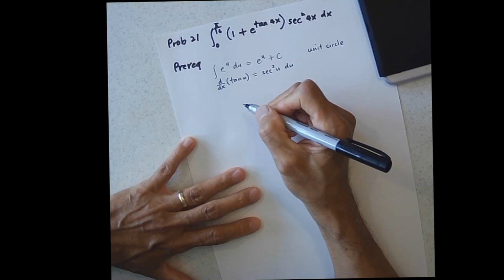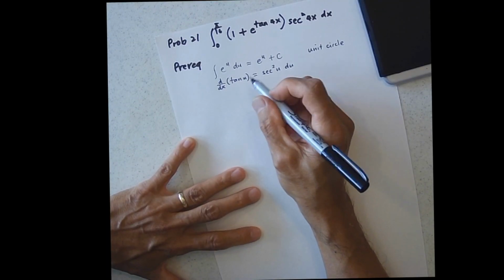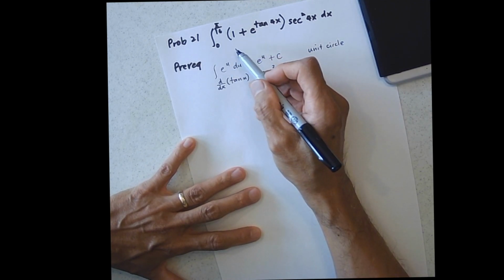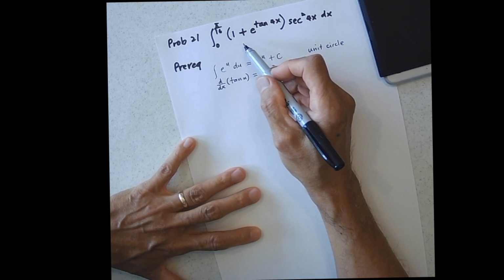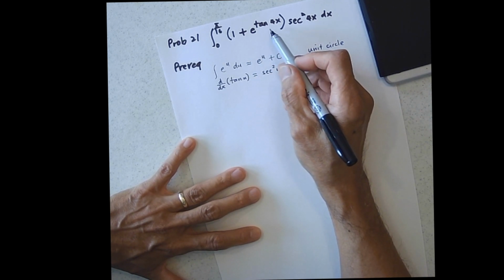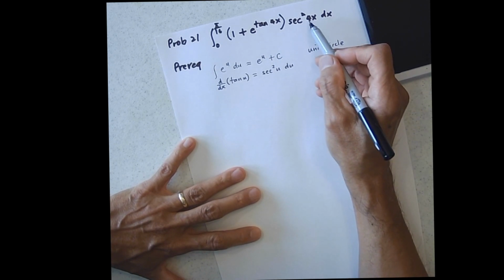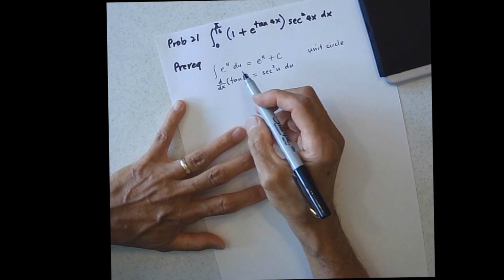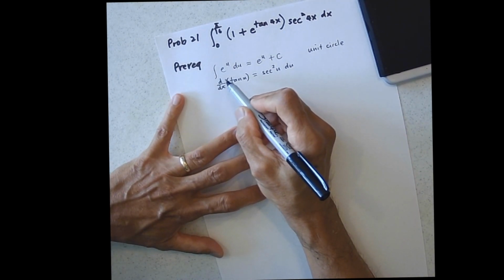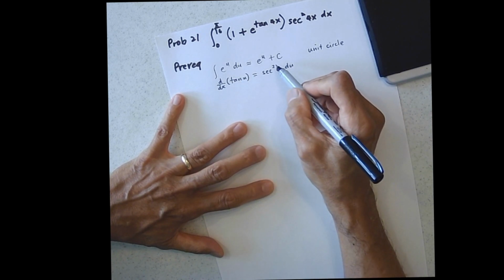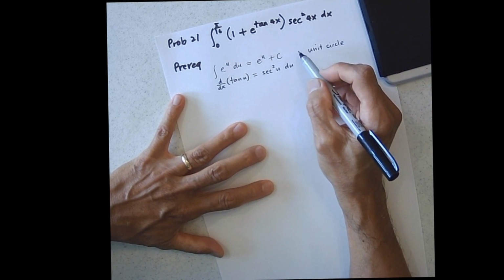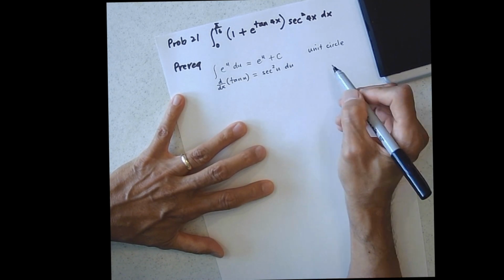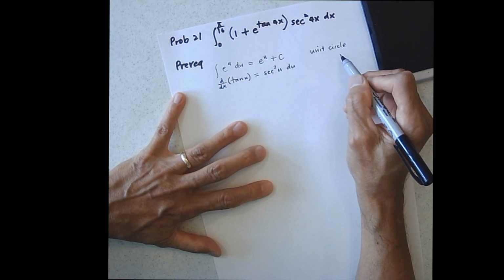This is problem 21 of your exam 1 review. The definite integral from 0 to pi over 16 of, in parentheses, 1 plus e to the power tangent 4x, secant squared 4x dx. To be able to solve this problem, you need two things. You need to get the integral of e to the u du, which is e to the u. This is section 5.3. And then you must know the derivative of tangent, which of course is secant squared, and trigonometric values of special angles.